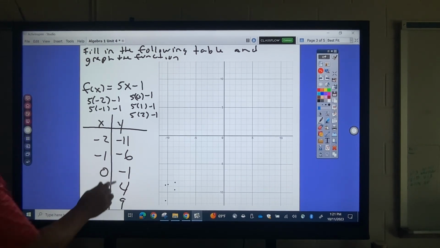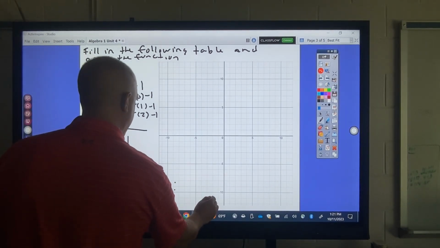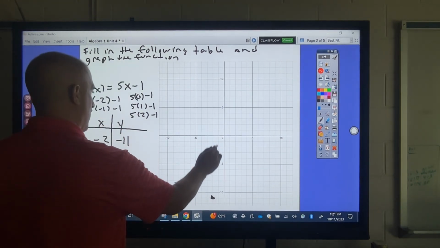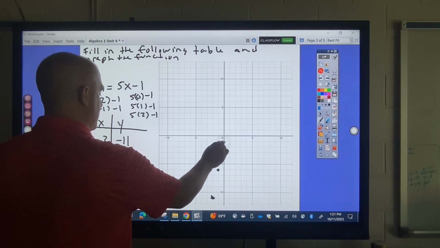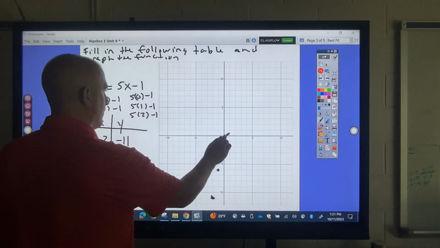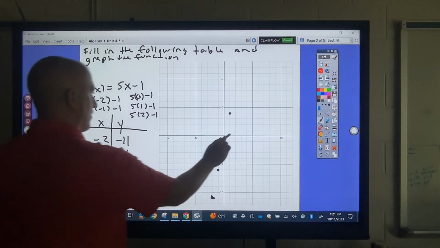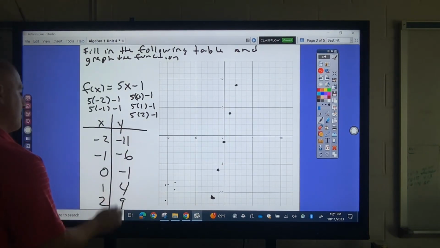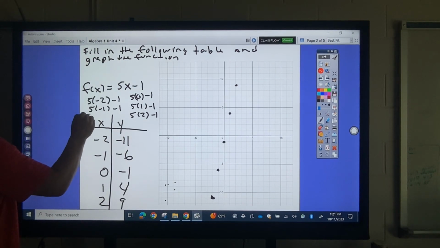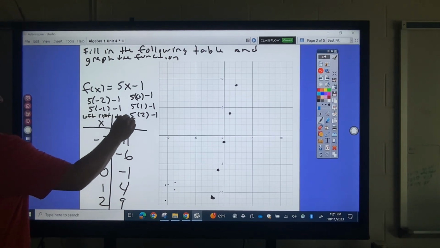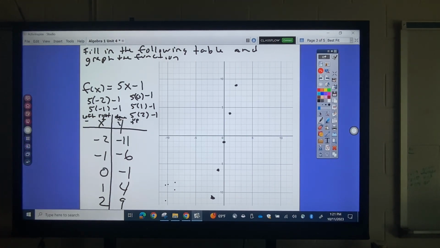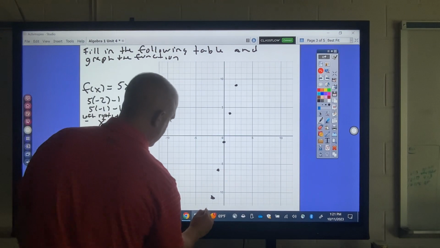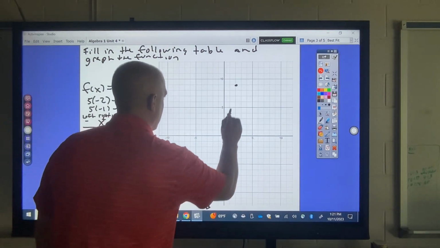Then I just plot these points. Negative 2 over, negative 11 down. Negative 1 over, negative 6 down. 0 over, negative 1 down. 1 over, 4 up. 2 over, 9 up. Okay, so remember, first one is left or right. Next one is down or up. Okay, obviously negative, positive. Okay, negative, positive. Okay, all right, and if I connect those dots, I'm going to get a line.